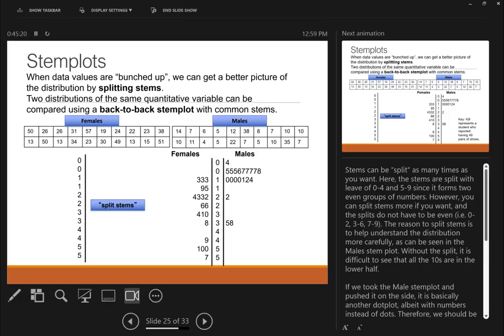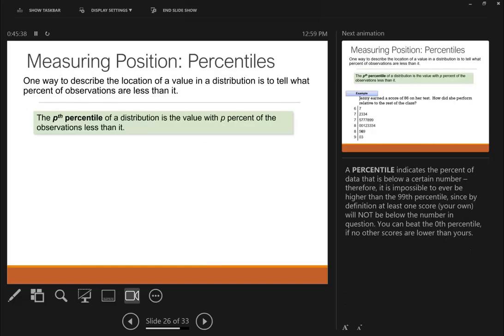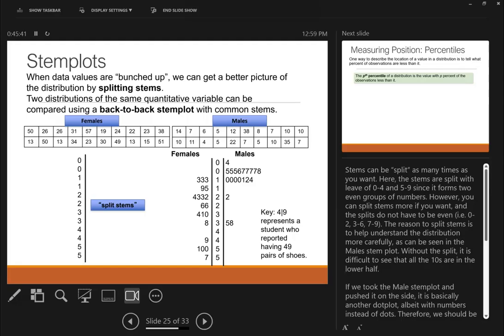And that's the gist of it, right? Like, no big deal. But you got to know what the vocab means, right? What a split stem plot means versus a back-to-back stem plot versus just a regular stem plot. Am I done with what I've done here? I need a key still, yeah. Notice this time when I wrote it, I wrote 4/9 represents a student instead of a female student, because now I have boys and girls. So I was just going to be broader to include that it could be either side, right?